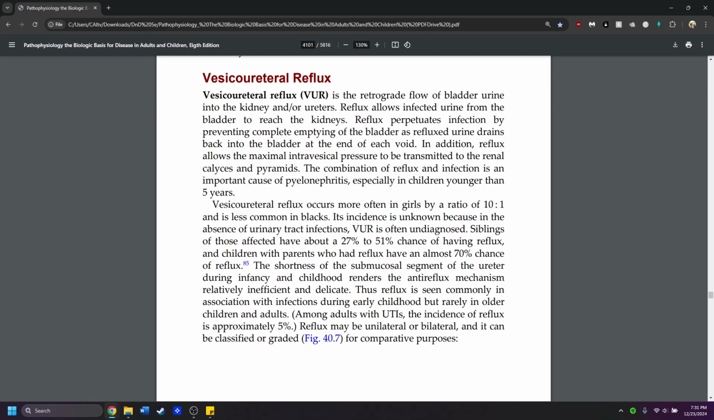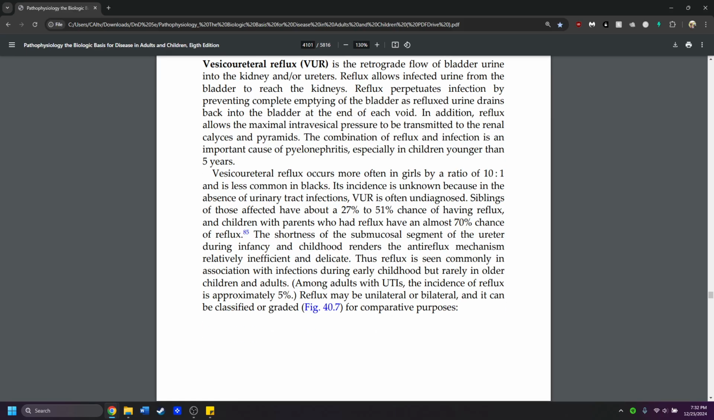In addition, reflux allows the maximal intravesical pressure to be transmitted to the renal calyces and pyramids. The combination of reflux and infection is an important cause of pyelonephritis, especially in children younger than 5.